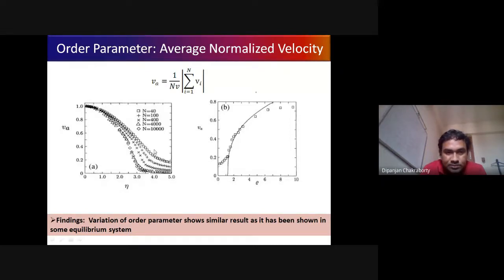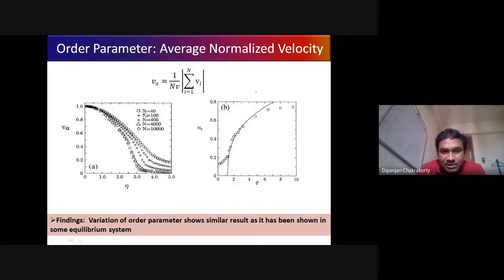So sorry, here we transition from a higher order parameter, average velocity, to a lower average velocity, because as we increase the noise, the average velocity will be nearly zero. In the higher noise you could see the snapshot where there is no correlation among the velocities.